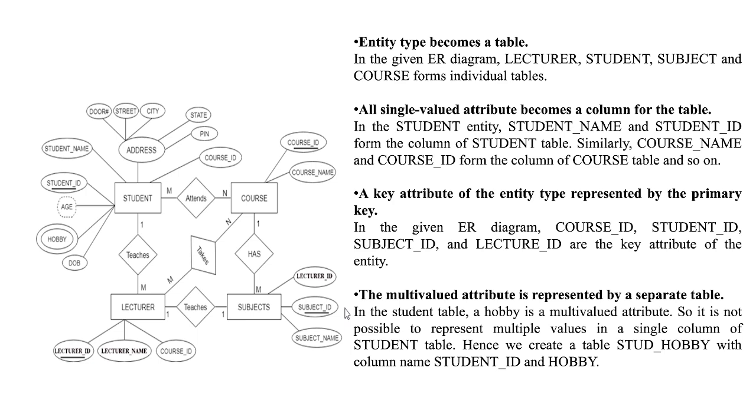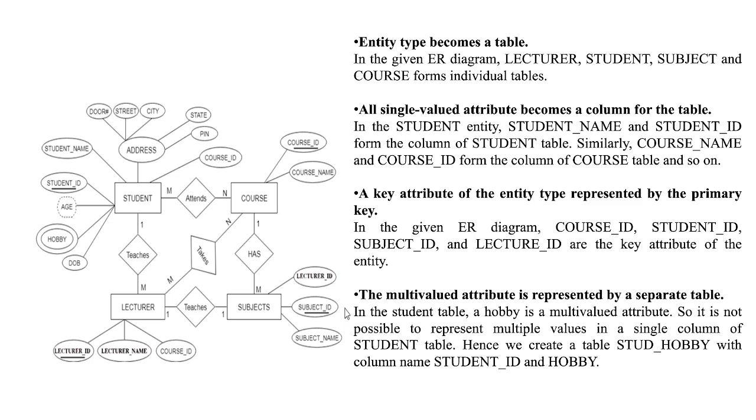The first point you have to keep in mind is that an entity type becomes a table. In the given ER diagram, lecturer, student, subject, and course are all going to be individual tables. So, all these entity types will become tables.